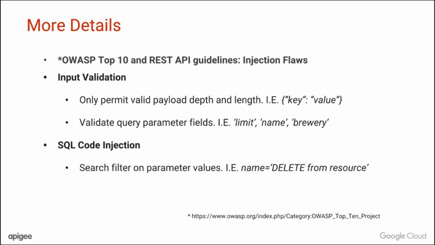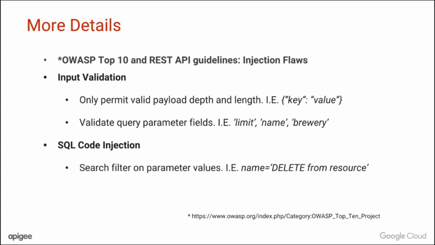Input validation, where user-supplied data is not validated, filtered, or sanitized before the application receives it. It should be applied at both syntactical and semantic levels. That's like structured fields and/or value ranges, i.e. only permit valid payloads or depths and lengths. A key value is one depth, whereas key 2, key 3 would be multiple depths. And also validate query parameter fields, i.e. for this demo, I'm only going to validate the limit, name, and brewery key fields.